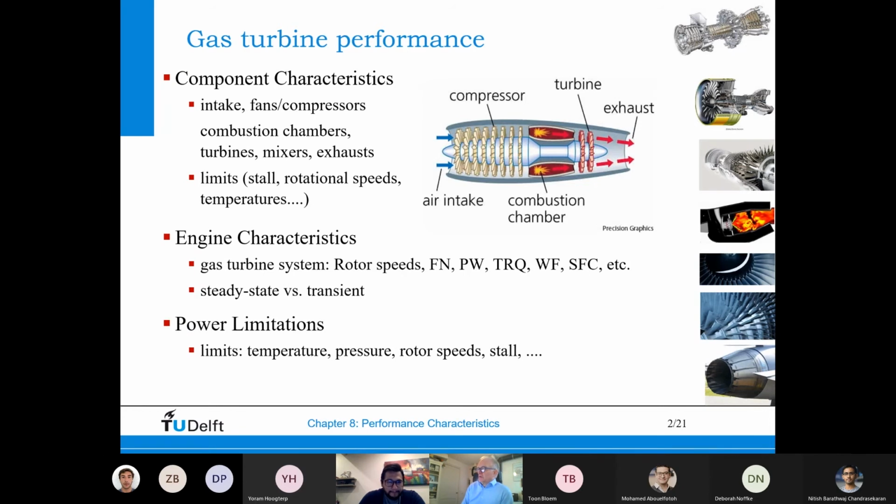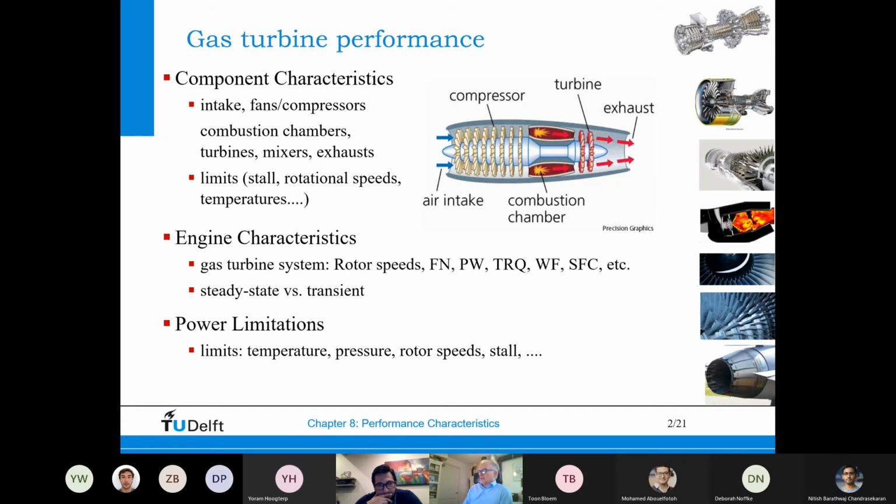And they will all have, apart from performance characteristics like pressure ratios and temperatures and power output, efficiencies, also limits like a stall limit for a compressor, rotational speed is limited, temperature will be limited. There may well be more limits, of course. Then we have the engine characteristics, and these are the characteristics of the whole system.